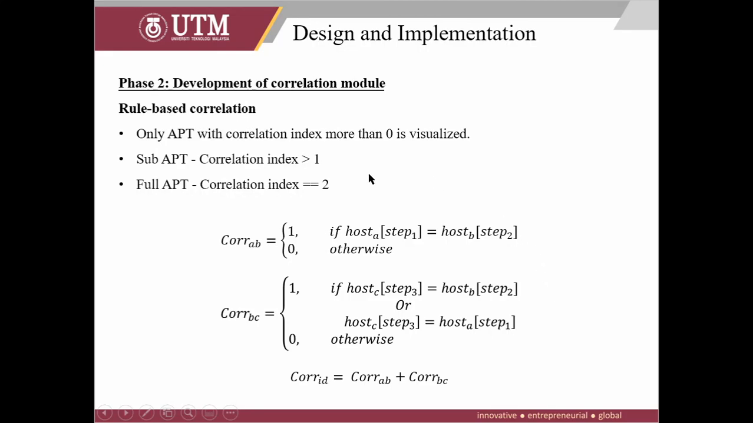This rule basically tells us that if the host is the same, or basically the source IP is the same, and this same source IP has all 3 APT stages detected, 1, 2, and 3, you will have a correlation index of 2, and it's a full APT. If the same host has 1 or 2 APT stages, it is classified as sub-APT.